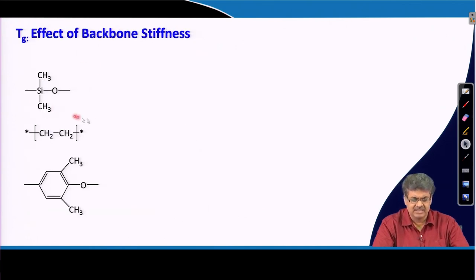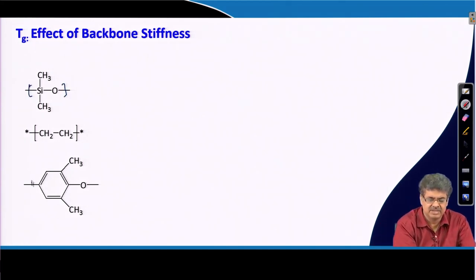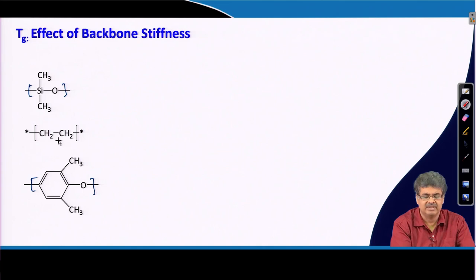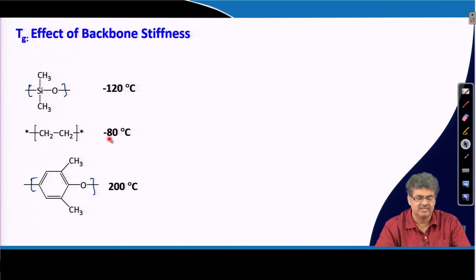For example, if we compare the Tg value of these three polymers, this silicon-oxygen bond is very flexible, even more flexible than carbon-carbon bonds. Similarly, if we have an aromatic backbone, obviously the flexibility is much lower or the stiffness is much higher. Hence, as you can expect, the Tg will be much higher for this. So, if we give the values, this will be minus 120, and this is polyethylene.